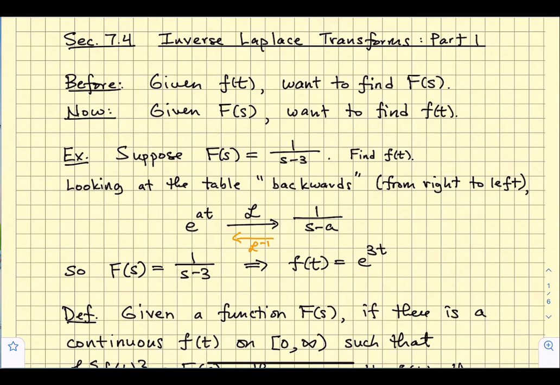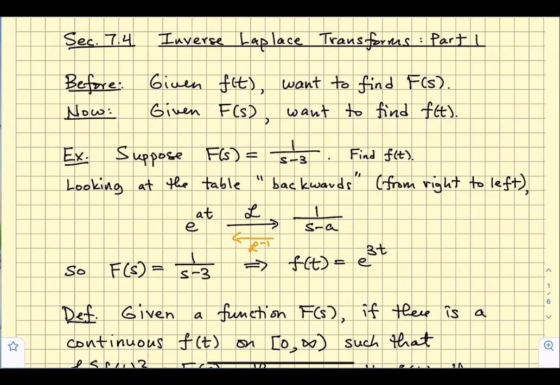Section 7.4, Inverse Laplace Transforms, Part 1. Before now, we were given a function little f of t in the t domain, and we wanted to find its Laplace transform big F of s in the s domain. In this section, we want to do the opposite, where if we're given big F of s, we want to find little f of t.